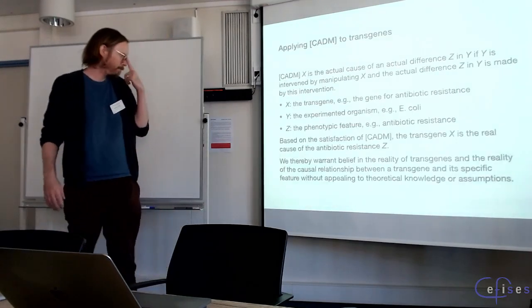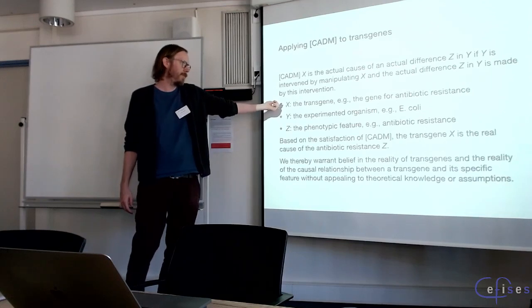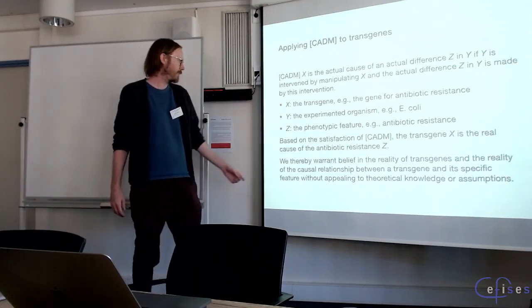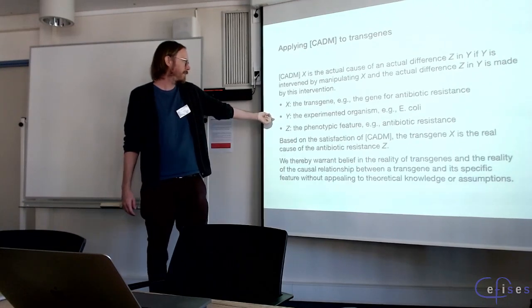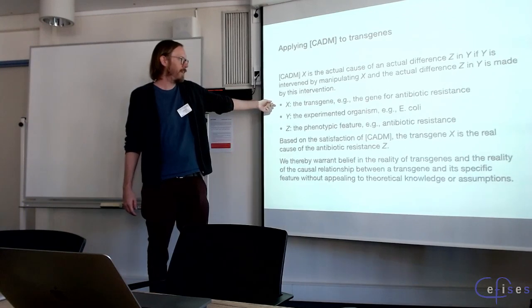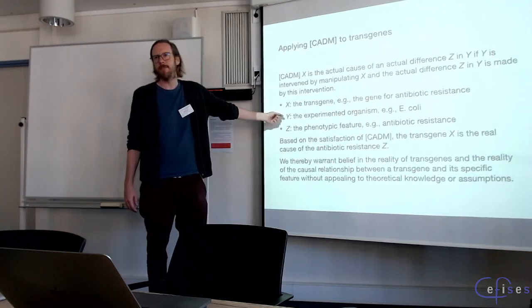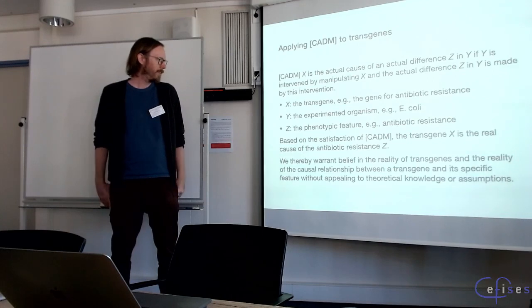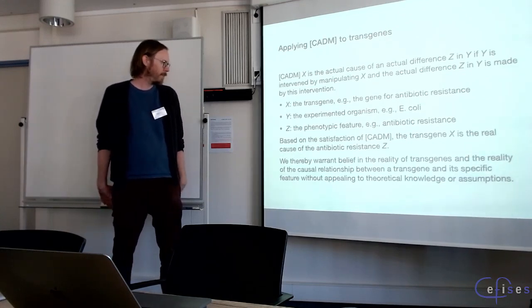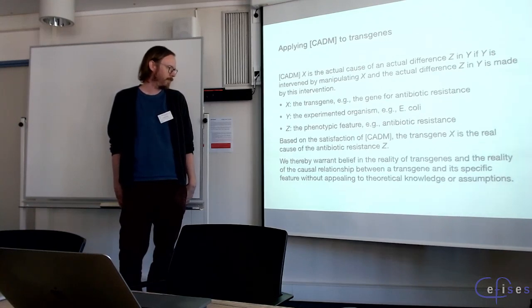So, when applied to the specific example of transgenesis, we get something like this, right? The transgene, for example, the gene for antibiotic resistance, is the actual cause of the phenotypic feature, the antibiotic resistance, and Y is the thing that's intervened by manipulating X, the transgene, and then the difference Z, the antibiotic resistance, in the experimental organism is made by this intervention. So based on the satisfaction of CADM, we can say the transgene X is the real cause of the antibiotic resistance Z, and we thereby warrant belief in the reality of transgenes and the reality of the causal relationship between a transgene and its specific feature without appealing to theoretical knowledge or assumptions.